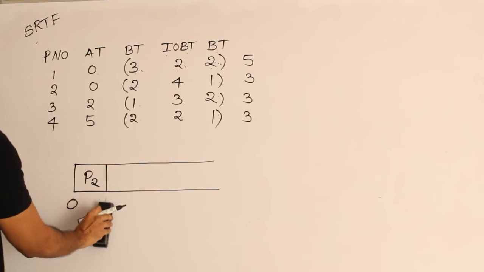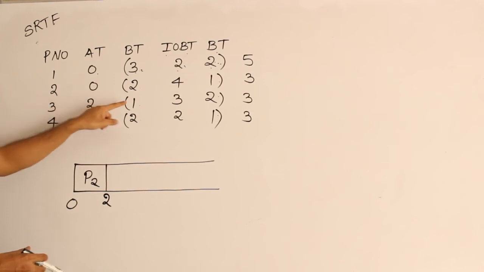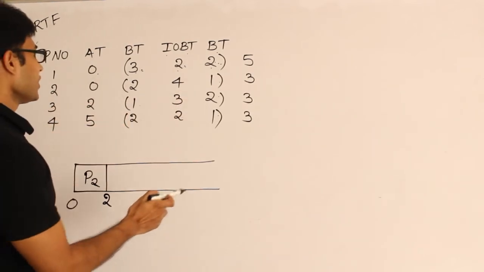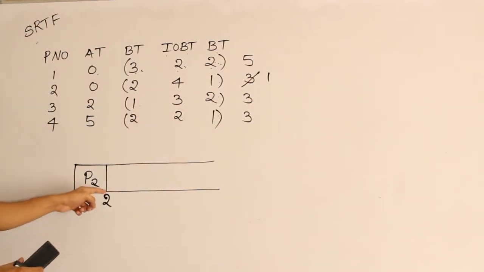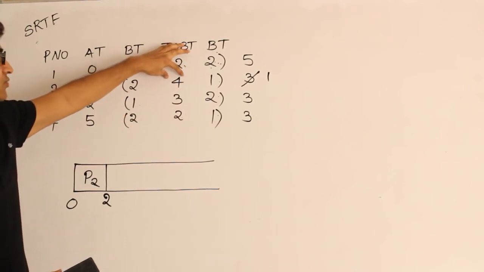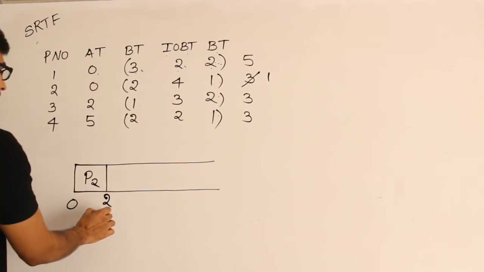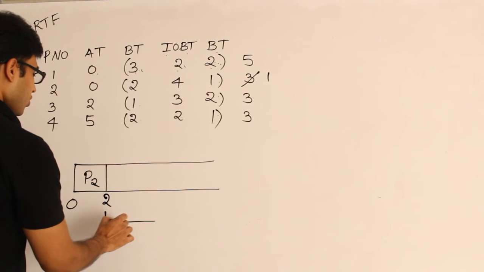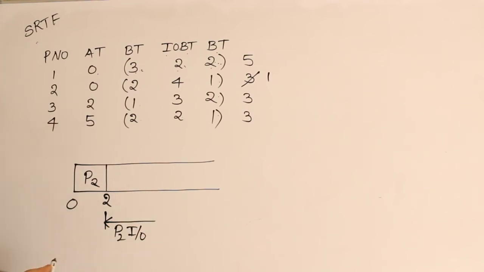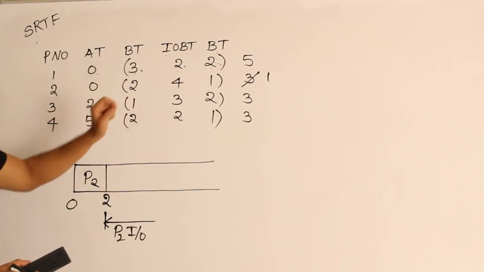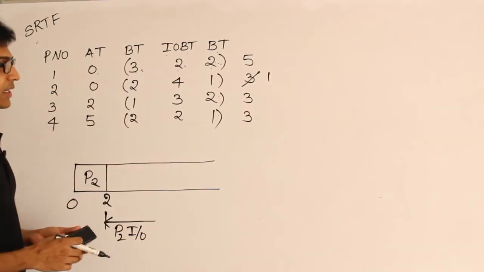So I could even go ahead and run it till 2, and at this time one more process became available. Its total requirement is 3, and we have already finished 2 units and it requires only 1 more unit. But you cannot run that 1 unit unless you finish the 4 units of IO. Therefore at this point process P2 will go for IO, for 4 units. So for these 4 units you should not consider P2 for scheduling again.